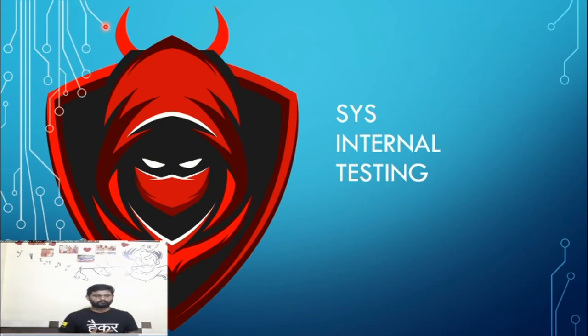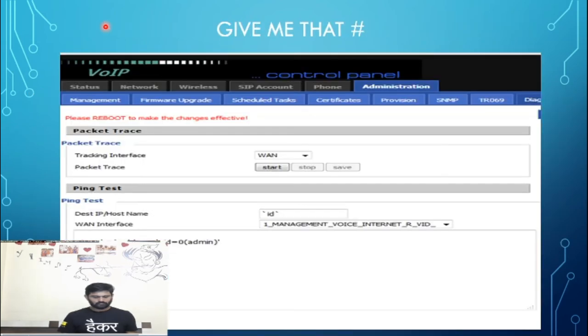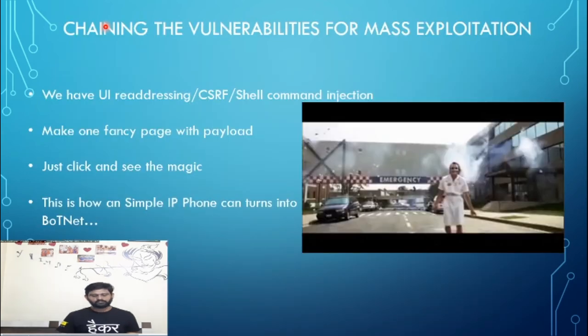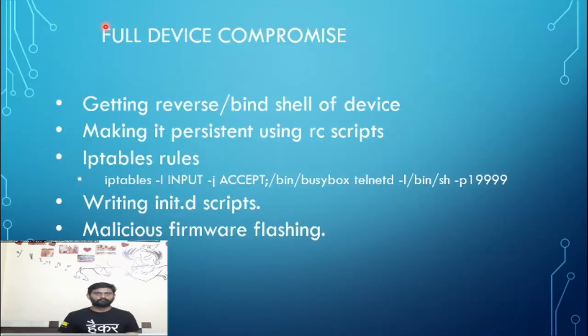So once you exploit this web service, you may obtain a root here, like nc -lvp 1337 or telnetd -p 1337. So you get access to the device. Now you have to perform some internal testing. Please note that this section was not covered in the brief.